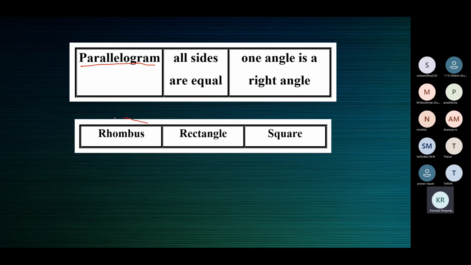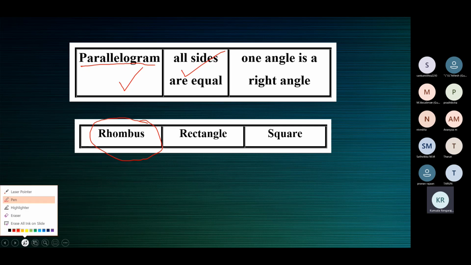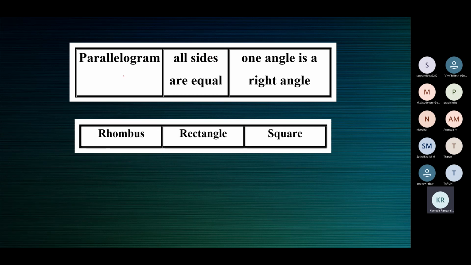Now, what's a rhombus? A rhombus is a parallelogram in which all the sides are equal, because in a parallelogram only opposite sides are equal. A parallelogram in which all sides are equal is a rhombus. If the quadrilateral is a parallelogram, and actually in a parallelogram only opposite sides are equal, but if all the sides are equal, then that parallelogram is a rhombus.